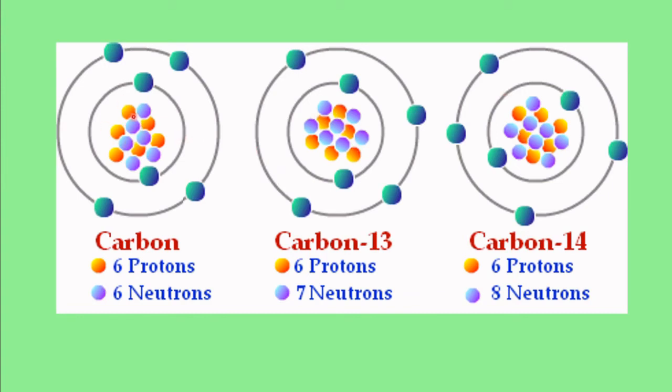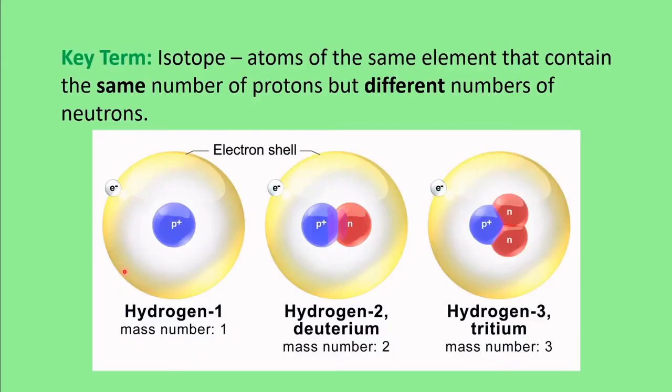Because these atoms have got the same number of protons, 6, each of them is carbon. But the different number of neutrons make these what's called isotopes. So this is a key term, isotope. Atoms of the same element that contain the same number of protons but a different number of neutrons. Okay, you need to know this definition.